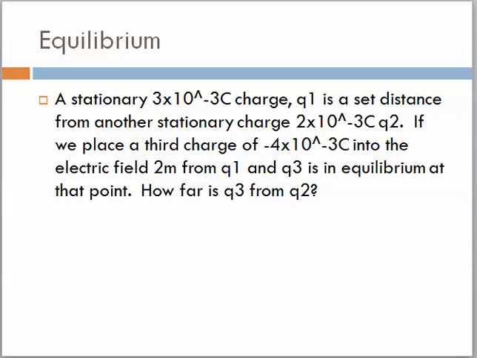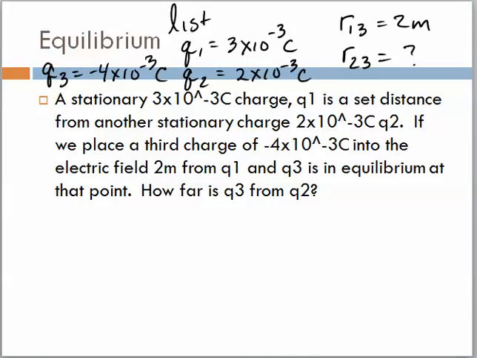I'm going to go through here and create a list. Okay, what I've done here is I've included all of the information that they give to us. I've said that Q1 is 3 times 10 to the negative third coulombs. I've said that Q2 is 2 times 10 to the negative third coulombs. And I've said that Q3, a third charge, is negative 4 times 10 to the negative third coulombs as well.